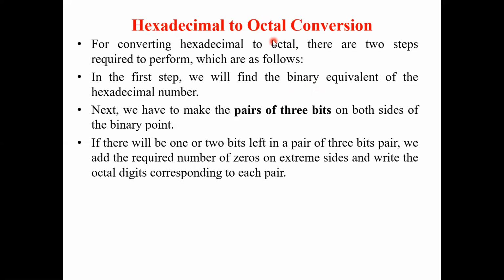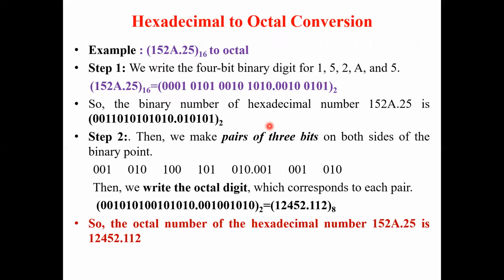Similarly, if I give you an octal representation, the very first step is you will write the binary equivalent. Once you convert it into binary, you get strings of ones and zeros. Then to convert it to hexadecimal, you make groups of 4 bits on both sides of the binary point, and you write the hex equivalent of those 4 bits. So this is how you will proceed. See with an example.